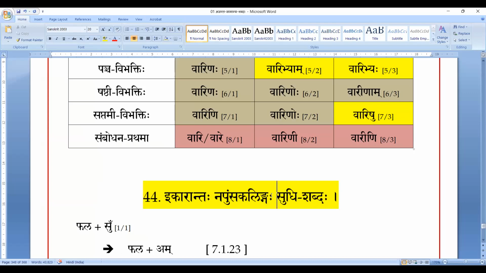But here some interesting things are there. In Napumsakalinga, the word Sudhi, as well as in Pullinga, has the same meaning. Only the genders are different. In Pullinga Shabda, let me open that. Visheshana, Vishesha Shabda is useful, where we will see the Sudhi Ikaranta.